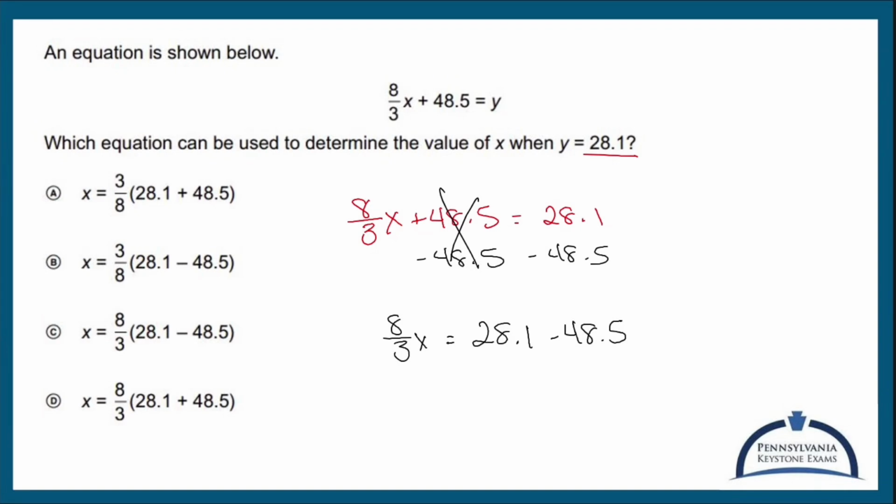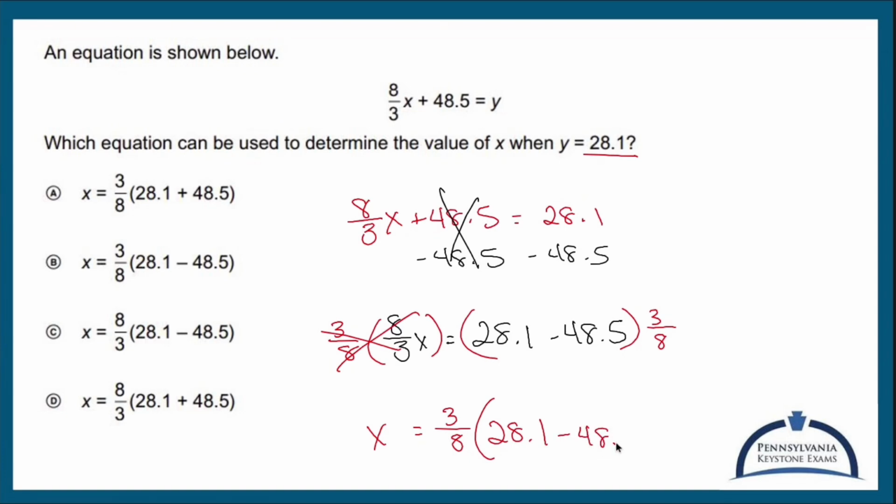Now, in order to get rid of the 8/3, probably the best thing to do is, instead of dividing a fraction, multiply both sides by the reciprocal. So I'm going to multiply both sides by 3 over 8. That crosses out, and x is going to equal, now it wants me to put the fraction first, which is fine, 3 over 8 times the quantity 28.1 minus 48.5, which is going to be B.